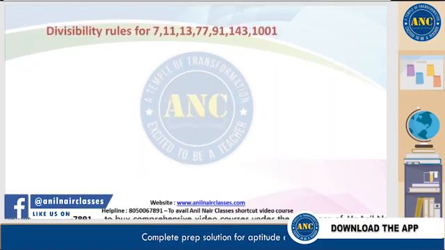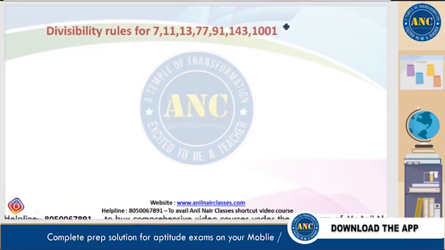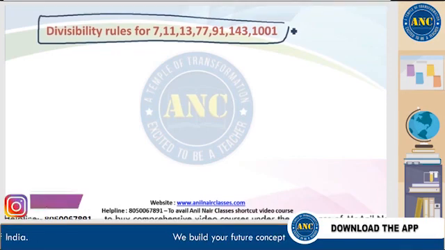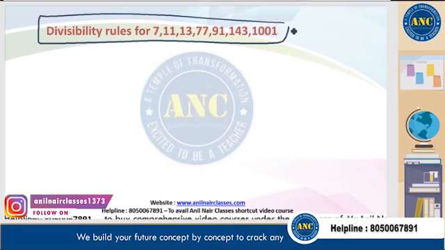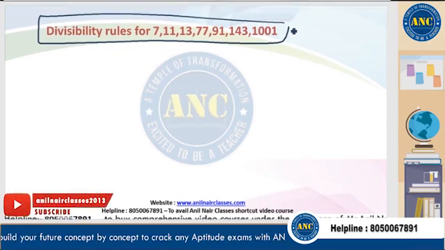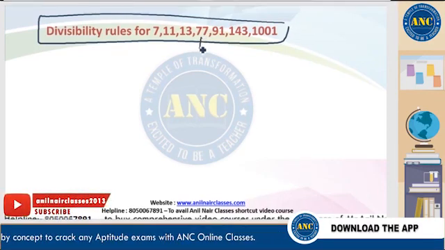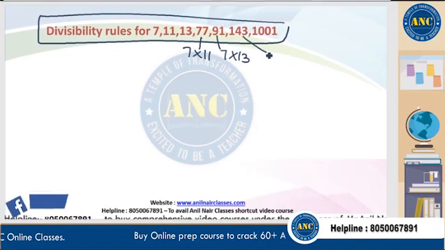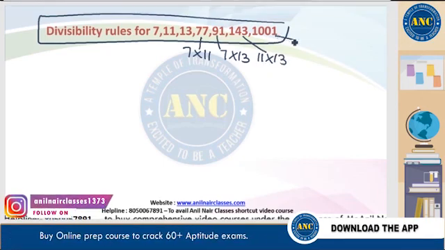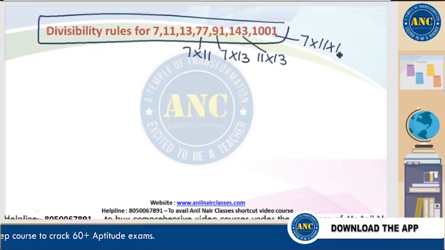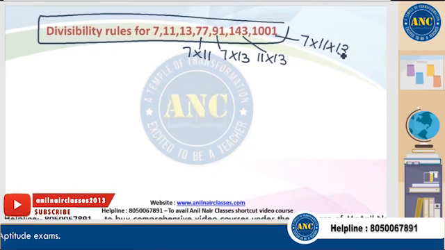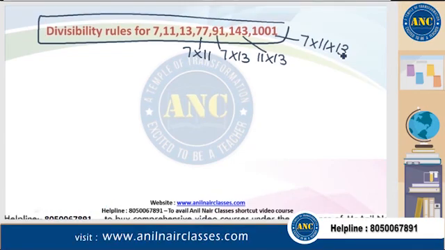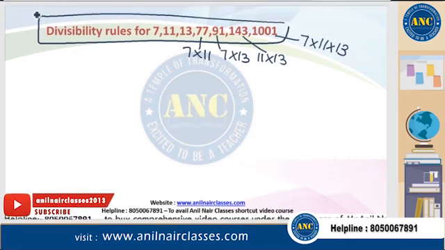Next. Now comes the next topic, divisibility rules. Please write down: divisibility rule for 7, 11, 13, 77, 91, 143 and 1001. 77 is 7 into 11. 91 is 7 into 13. 143 is 11 into 13. 1001 is 7 into 11 into 13. Heading is divisibility rule for 7, 11, 13, 77, 91, 143, 1001.